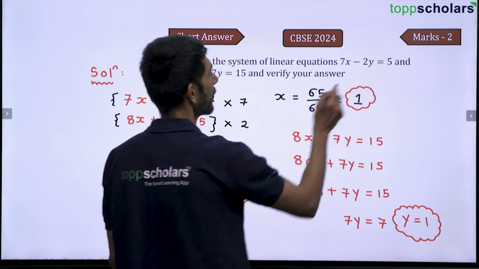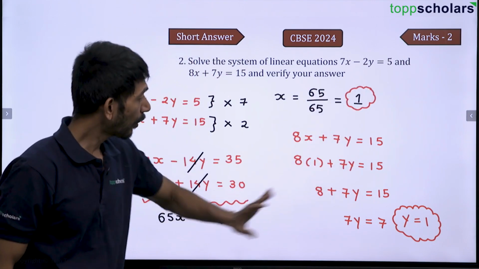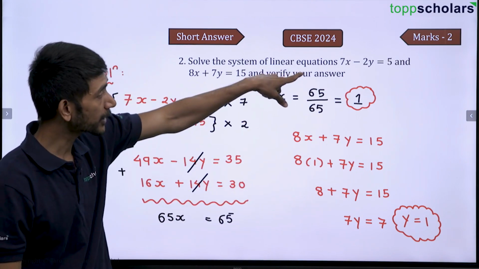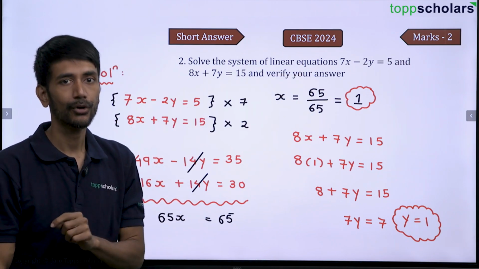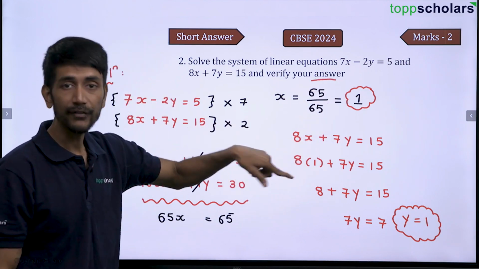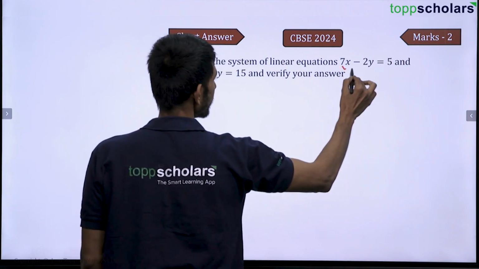Okay. Now, is this the final answer? No. What we need to do is, here we need to verify also. That means we need to substitute the values in the equation again to check whether our answer is correct or not. So 1 mark will be for the verification also. Right now we just have the values of x and y. So let's verify.